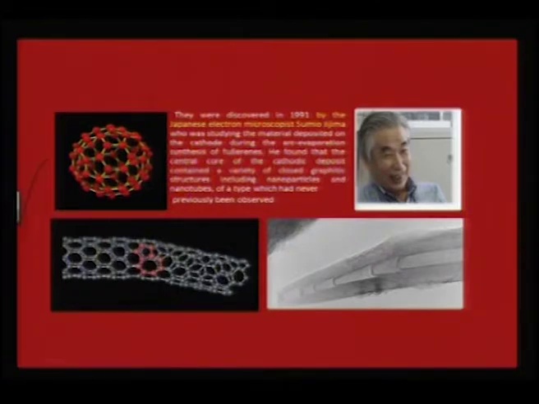The whole transition from fullerene to carbon nanotube came because of microscopist Dr. Sumio Iijima from Japan. He is at the NEC center, and this is how it was when he was studying the material deposited on the cathode during the arc evaporation synthesis of fullerenes. He found that the cathodic deposit contained a variety of closed graphitic structures including nanoparticles and nanotubes.